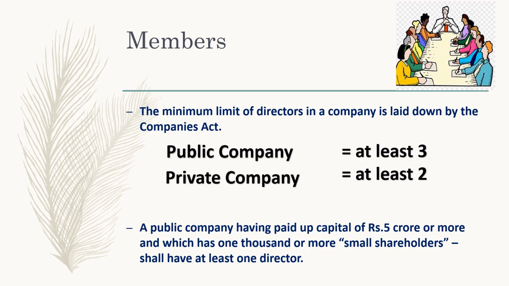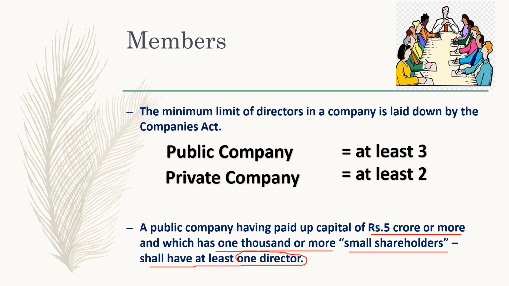The minimum limit of directors in a company is laid down by the Companies Act. If it is a public company, then at least three members should be there. In a private company, at least two members should be there on the Board of Directors. A public company having paid up capital of rupees 5 crore or more, and which has 1000 or more small shareholders, shall have at least one director elected by small shareholders. So remember this, it can be asked in the MCQs.